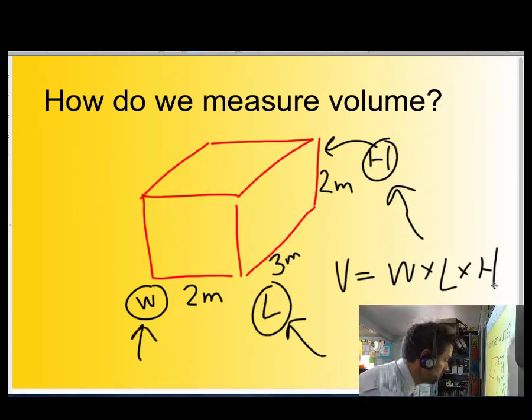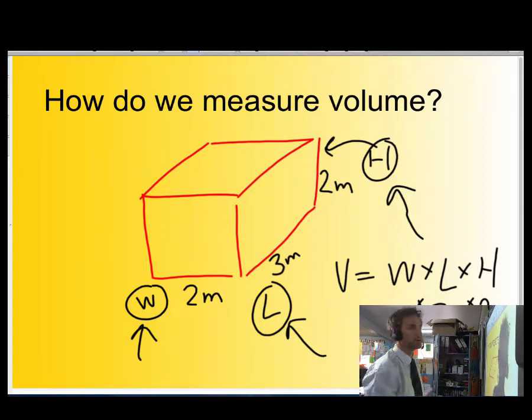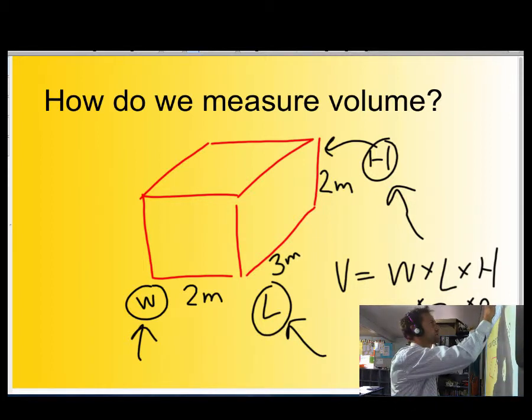The width here is 2 meters, so I'll write down 2 meters times what's the length? 3 meters, and what's the height? Times 2 meters. Okay, and perhaps you could even work out that sum. What is 2 meters times 3 meters times another 2 meters? So go on, work that out, and if you're very clever, I'll just pause because the board's a little bit messy.